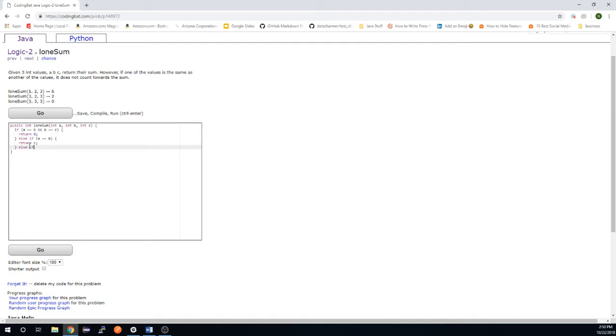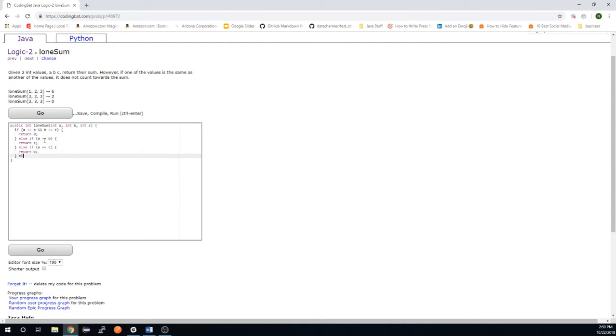Else if a equals c, if we get to this point, we know that a does not equal b, because this is false. We know that all three of them are not the same because this is false. So if a equals c, then they're the same, but b would have to be different. So we can go ahead and return b.